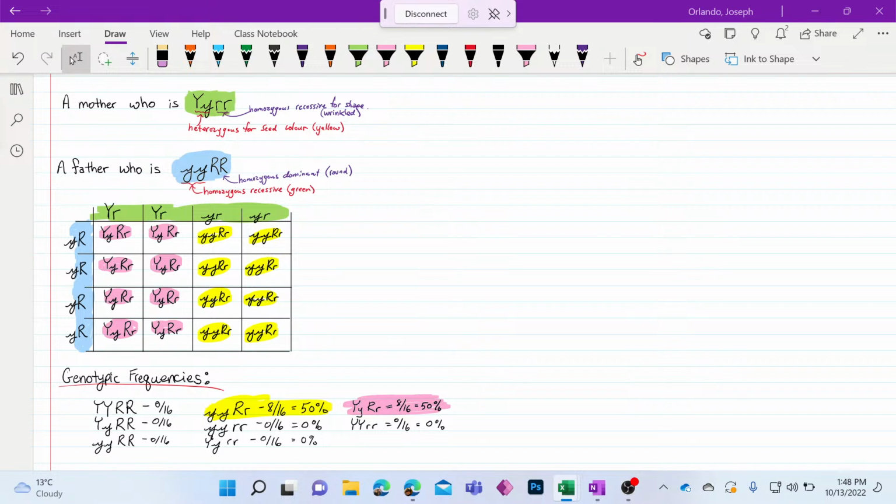How do I do that again? Data validation. Data validation. List. Source.